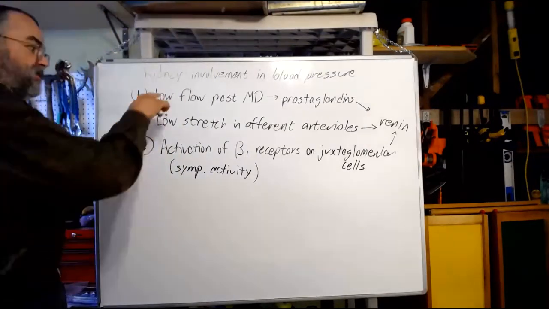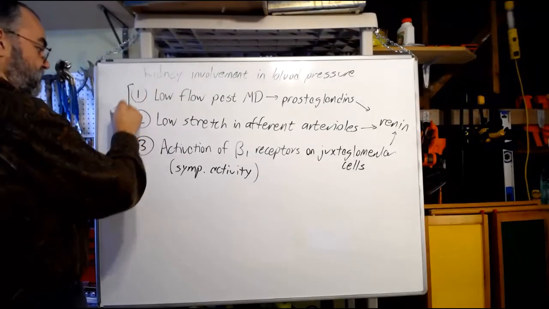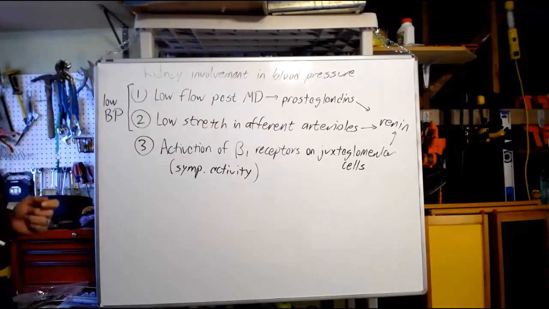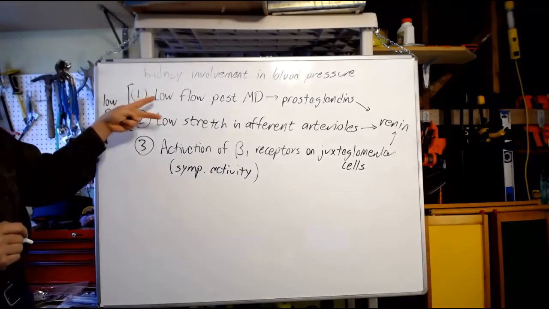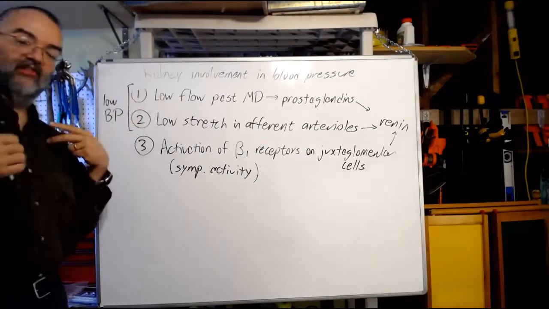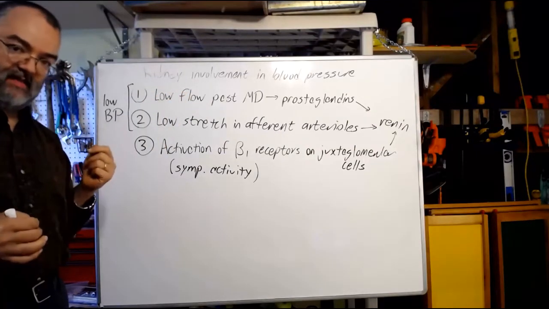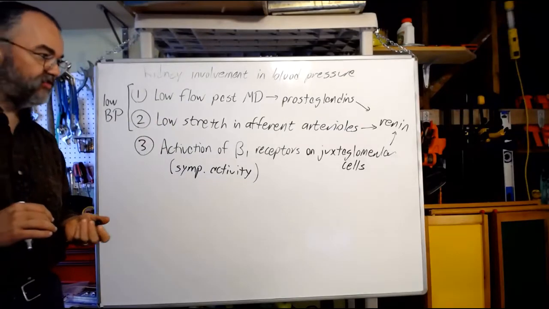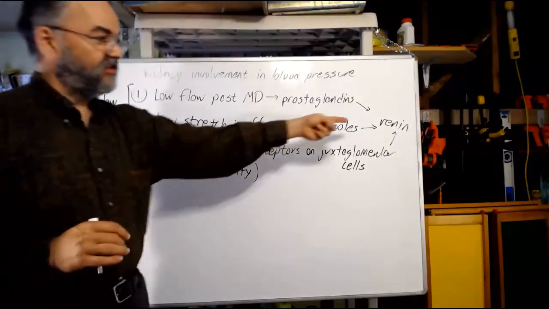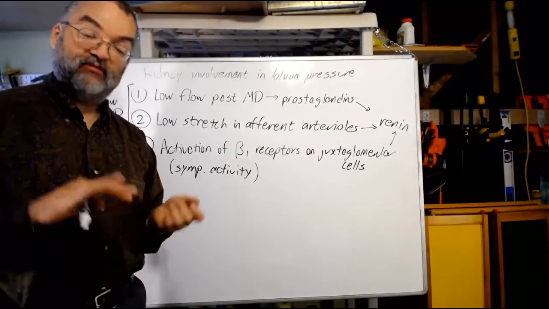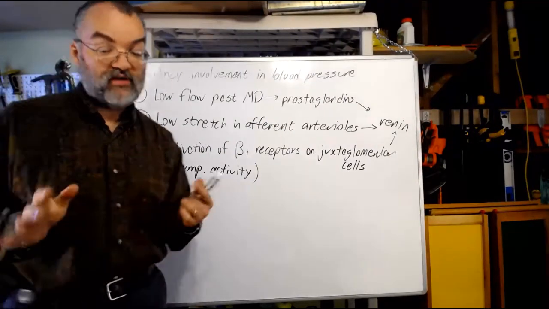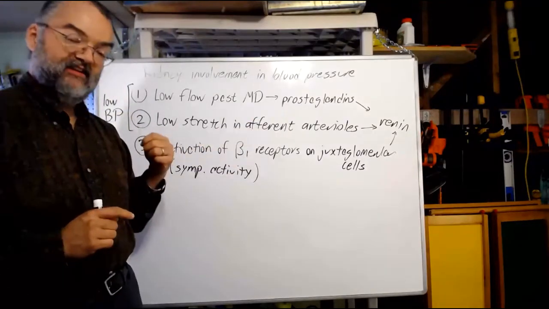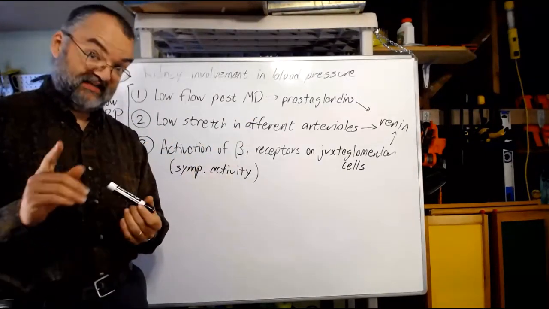And please note that these first two are associated with low blood pressure. So for these two in particular, low blood pressure can produce low GFR, which produces low flow past the macula densa, and low blood pressure will not stretch out the afferent arterioles as much. So in two of these three cases, renin secretion can happen as a result of low blood pressure, which, based on what you know about how negative feedback works in the body, might make you think that renin is going to have a role in raising blood pressure, and it does.